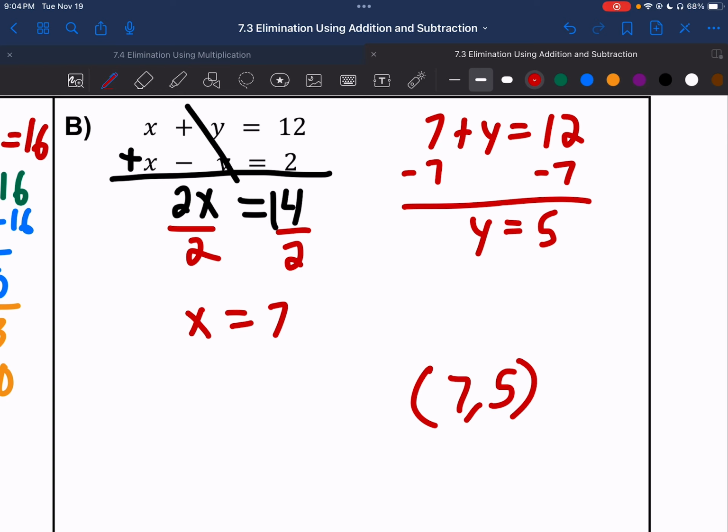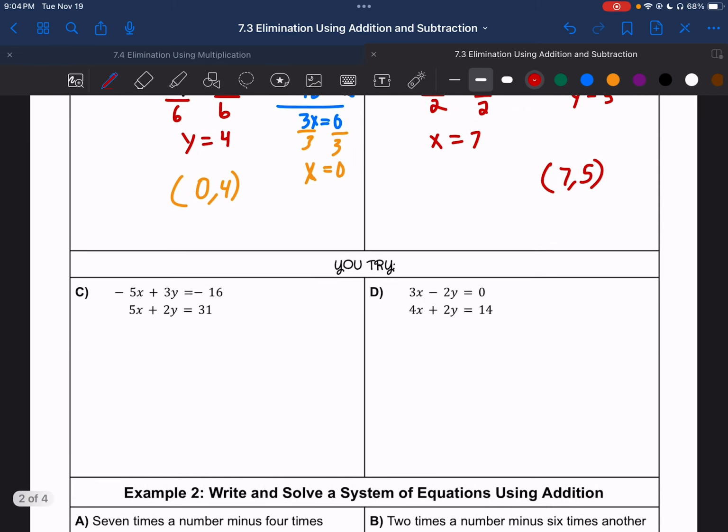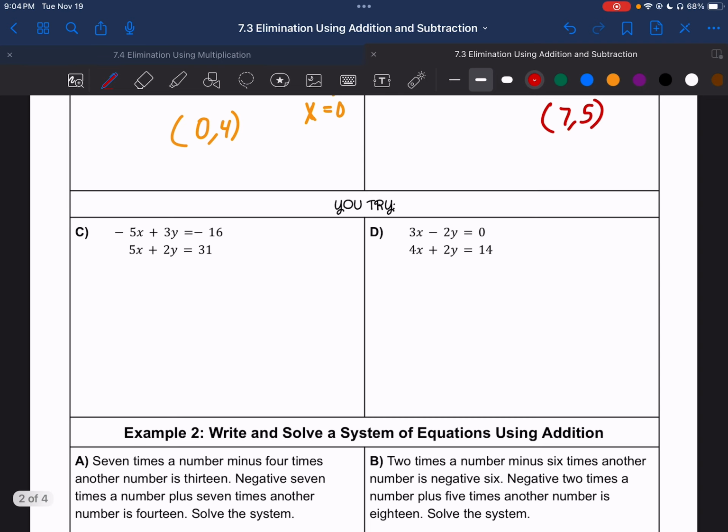Make sure you're writing your ordered pair at the end when you get your solution. That is the solution of these two equations. So you do need to write it as an ordered pair because it does represent the point at which these two lines are going to intersect. All right. Letters C and D are U-try problems. Please do those on your own now and check your work against mine.